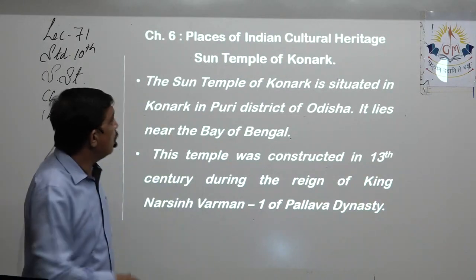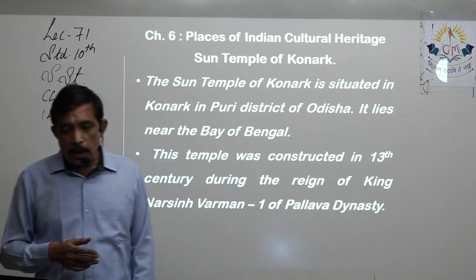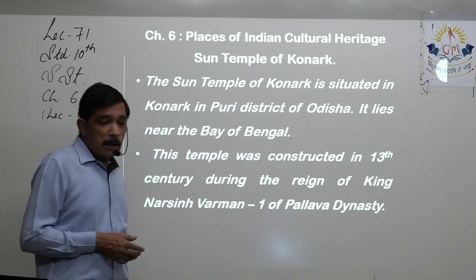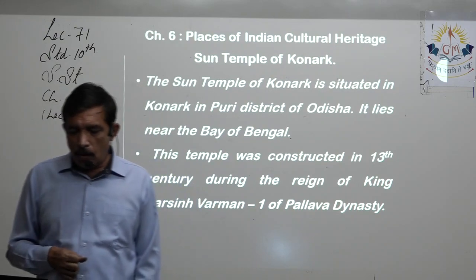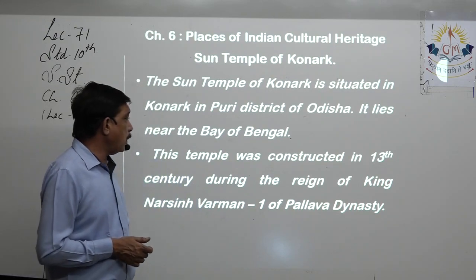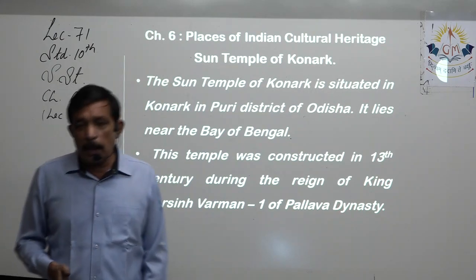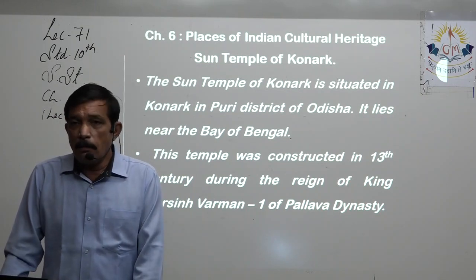Right? So the Sun Temple of Konark is situated in Konark in Puri district of Odisha. It lies near the Bay of Bengal. This temple was constructed, please underline, 13th century. By whom? Either during the reign of the King Narsivarman I of the Pallava dynasty. Again we see the mention of King Narsivarman I of the Pallava dynasty.